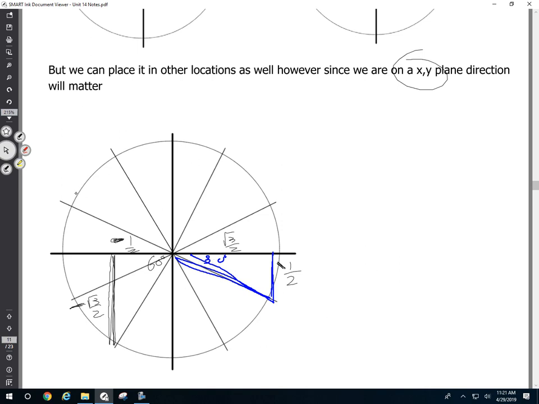I could throw an angle right here. Well, this would be a 30-degree angle. This would be the smaller side. This would be the longer side. This side length would be root 3 over 2. But since I'm going to the left, I'll say it's negative root 3 over 2. Okay.